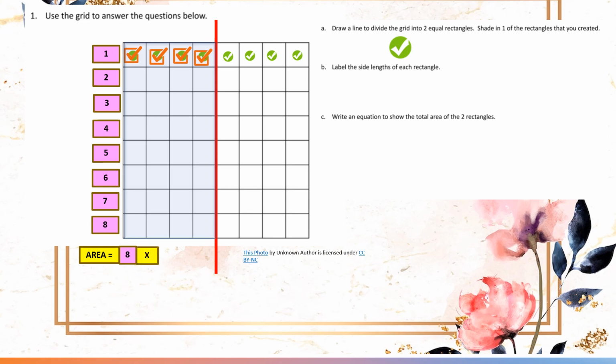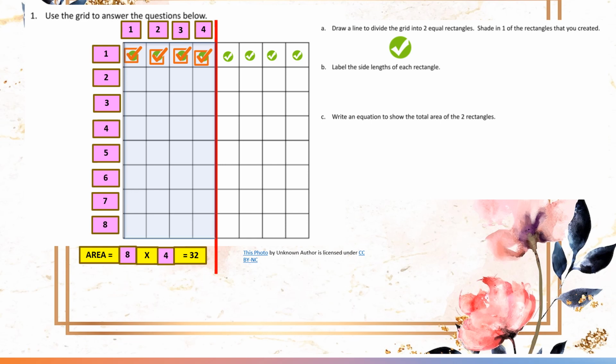All right, now I have to go ahead and label my width, or how wide this rectangle is. All right, so 1, 2, 3, 4. And area is length times width. So I already have my length, which is 8, times my width, which is 4. And what's 8 times 4? Well, if you said 32, you're absolutely correct. So the area for this rectangle on my left-hand side is 32.